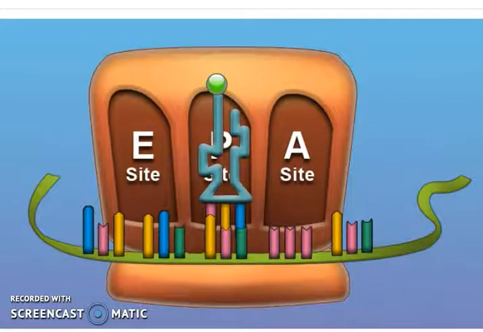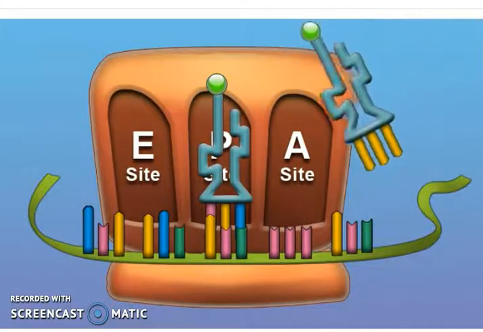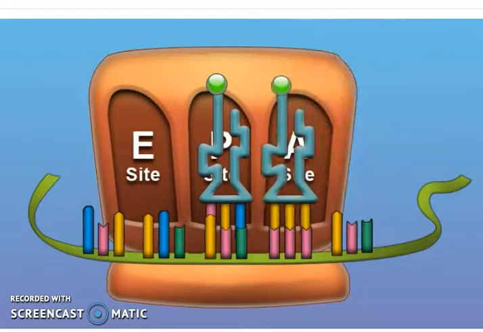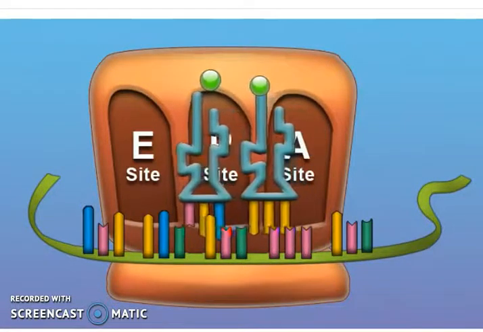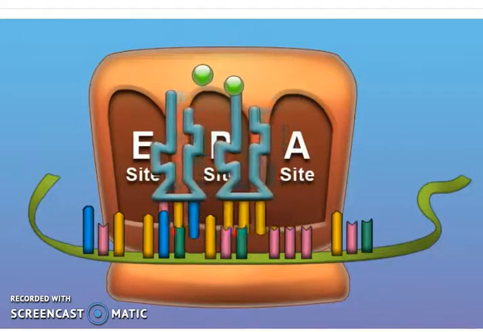A new transfer RNA, complementary to the next anticodon in the sequence, moves into the A site, carrying the next amino acid. In this example, the transfer RNA has an anticodon AAA, complementary to UUU on the messenger RNA strand. An enzyme in the ribosome catalyzes the formation of a bond between the two amino acids now in the ribosome. Then, the ribosome moves down the transfer RNA messenger RNA complex again.